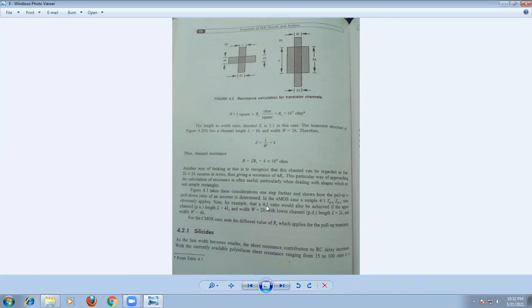So today that is sufficient. In the next class, we will go for the different types of capacitance and discuss the unit of capacitance.